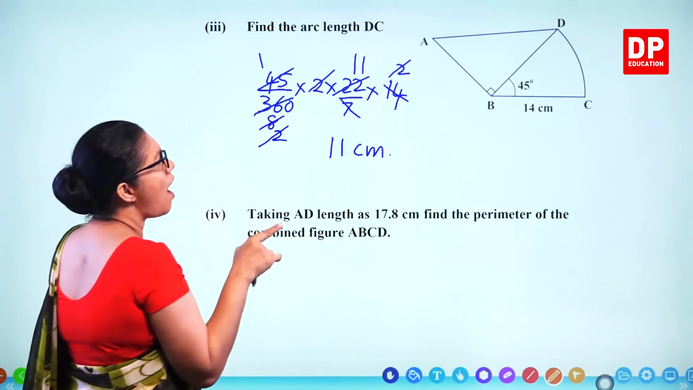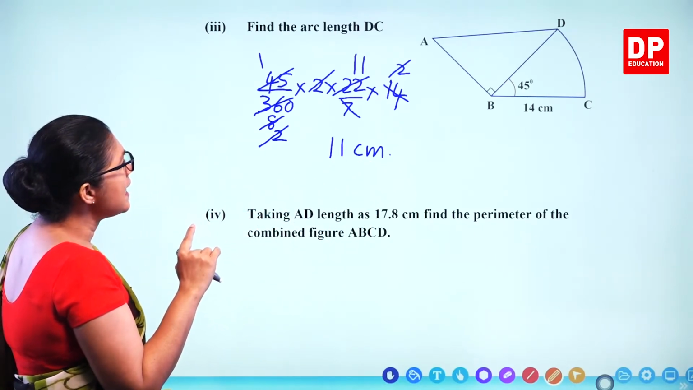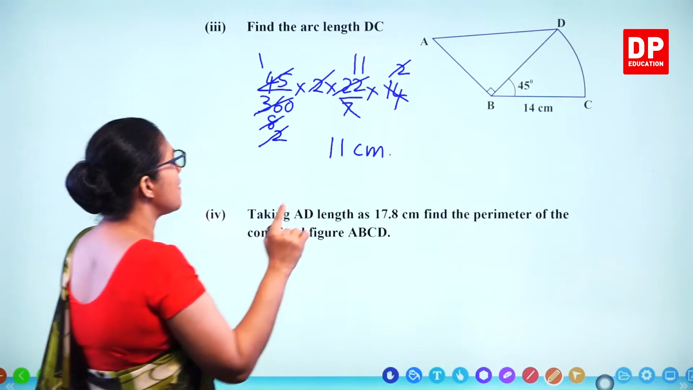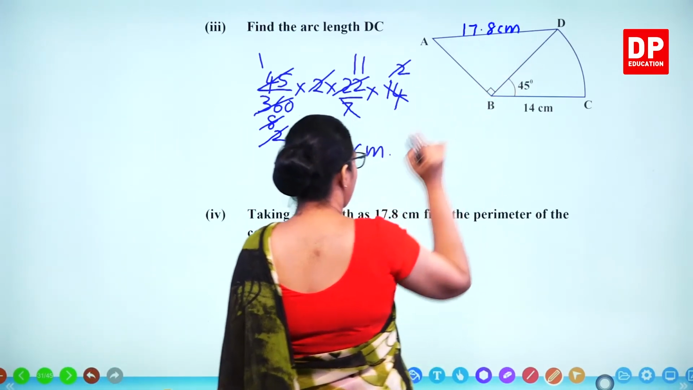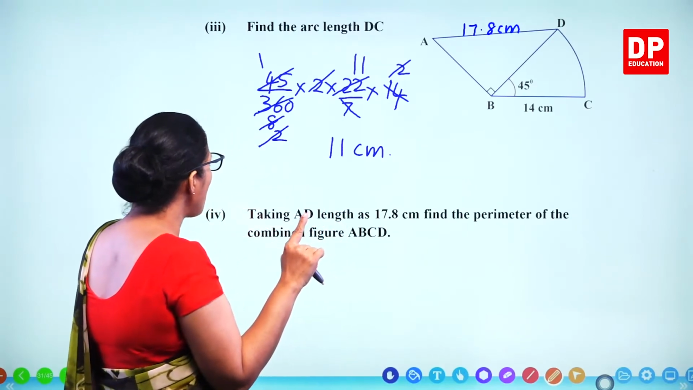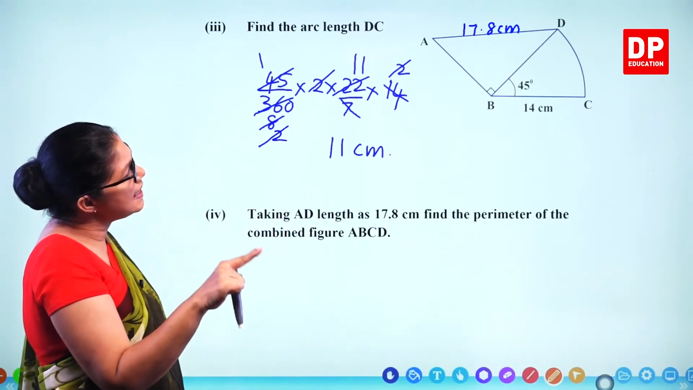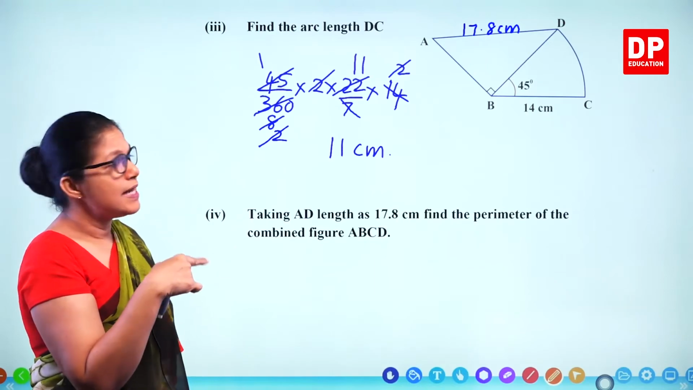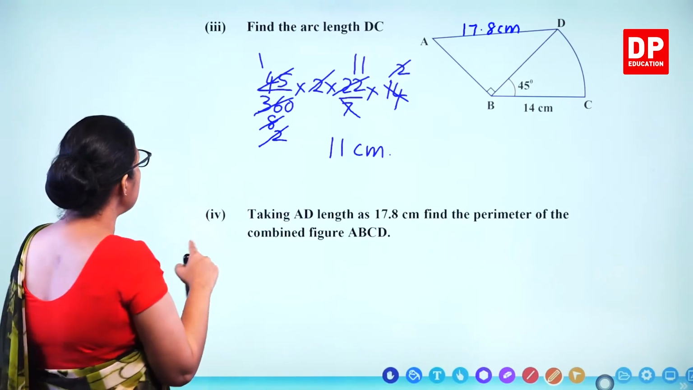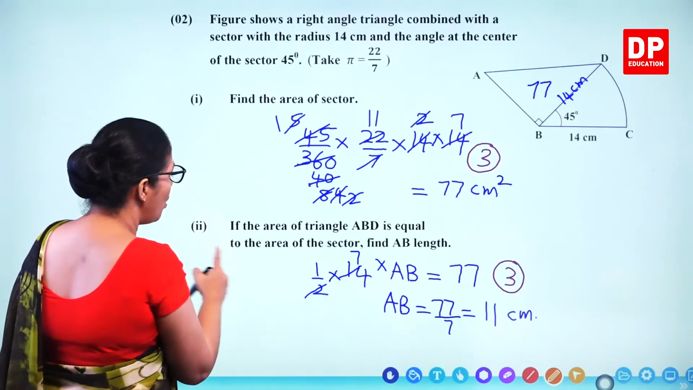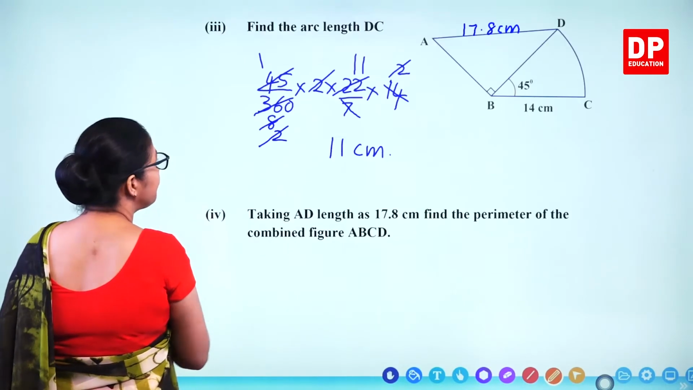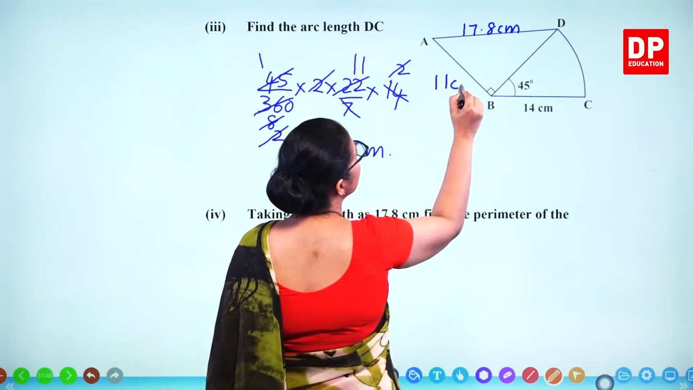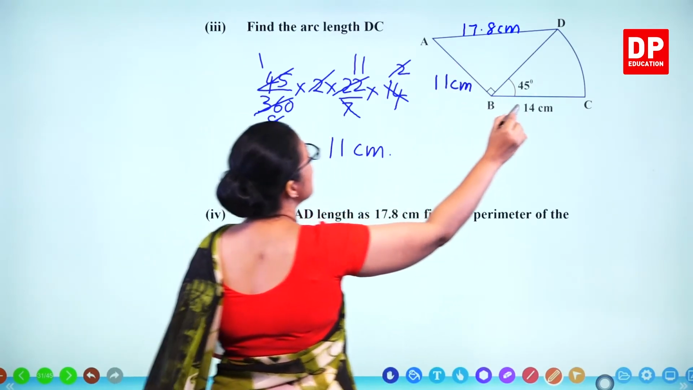That's the arc length. Taking AD length as 17.8 centimeters, find the perimeter of the combined figure ABCD. What's the perimeter? Now we found AB before. What's the length? 11. And CD length also 11.